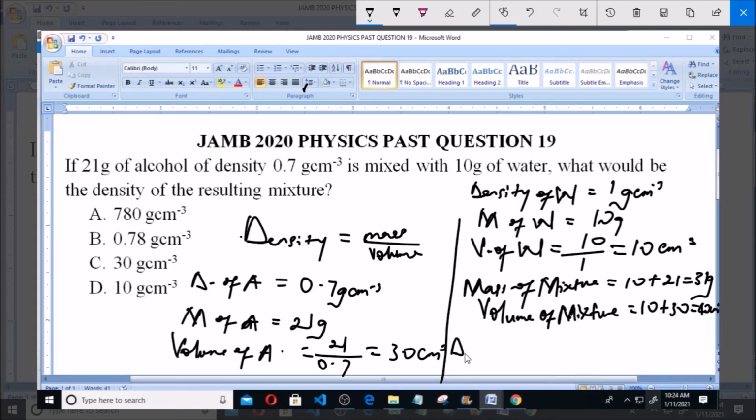So the density of the mixture now, the density of the mixture will be equals to the mass of the mixture over the volume of mixture, and that is 31 all over 40, and that is equals to 0.78 gram per cm cube, which is option B. So this is the density of the resulting mixture.